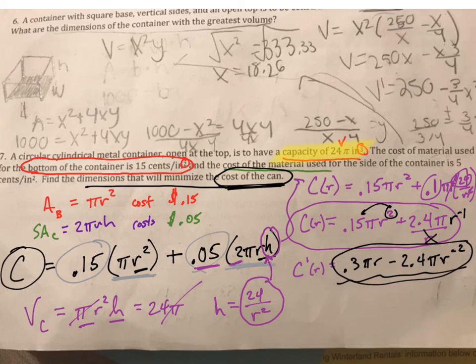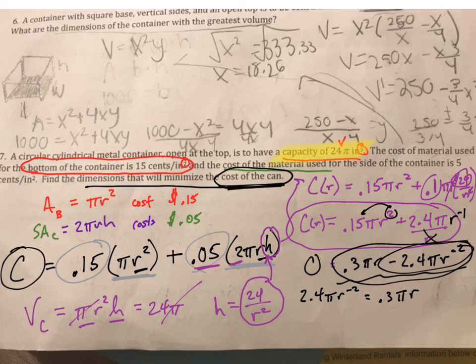So this is just some sort of graph if I graphed it. It's actually going to be a rational function. But I want to find out when that equals 0. So set this equal to 0. For the sake of space, I'm just going to erase that and put a 0 here. Okay? So let's just move this over to the left, because it's negative, so it'll be positive. 2.4 pi r to the -2 equals 0.3 pi r.